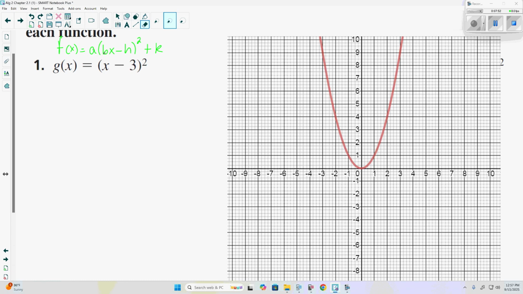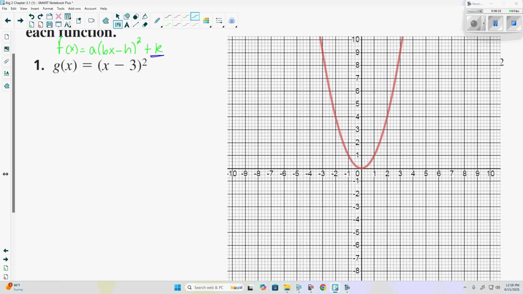I'm going to put that B in there because that B is our horizontal stretch or shrink or reflection across the y-axis. Now at this point here, we don't have a value for B besides 1. There is no value there. So that means there is no reflection across the y-axis. There is no horizontal stretch or shrink. Is there a value in place of A? No, so there's no reflection across the x-axis. There is no vertical stretch or shrink.